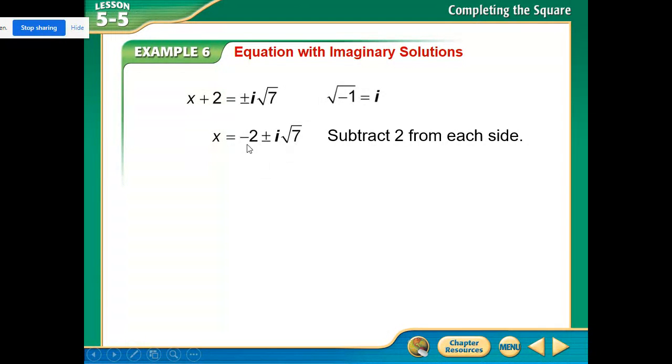And again, this is a square root and this is not, so I'm not going to do anything with it. I'm just going to leave it like that, and that is actually my two different answers. Negative 2 plus i root 7 and negative 2 minus i root 7. You can write it out separated like that, or you could have left it like this. I would take it either way.